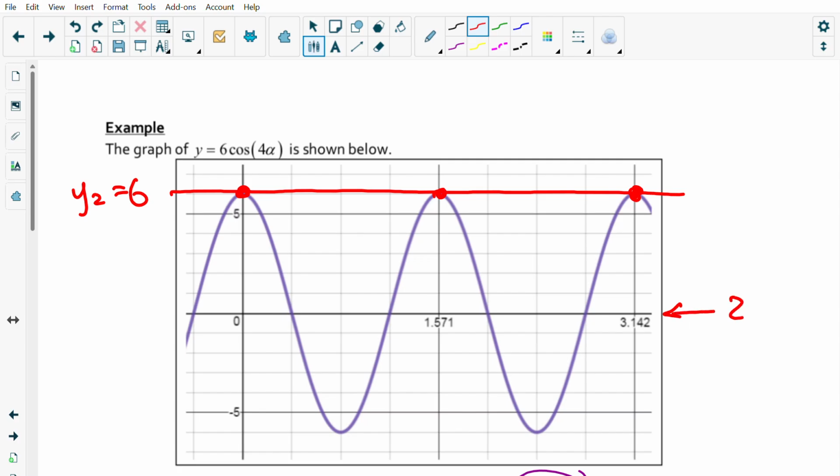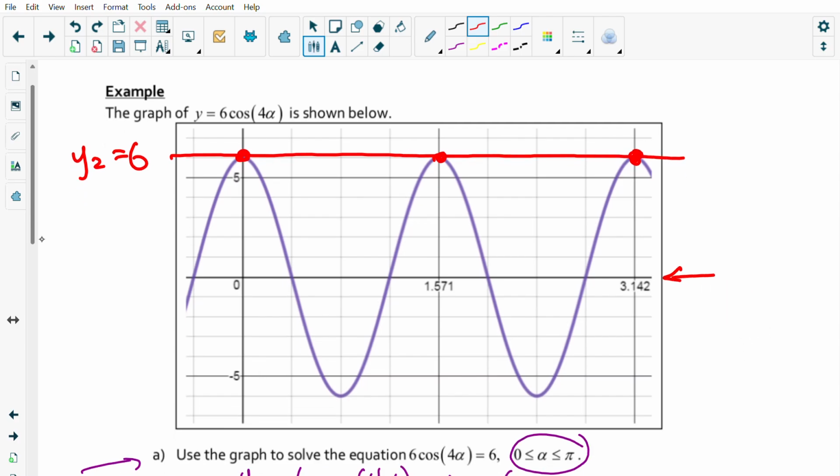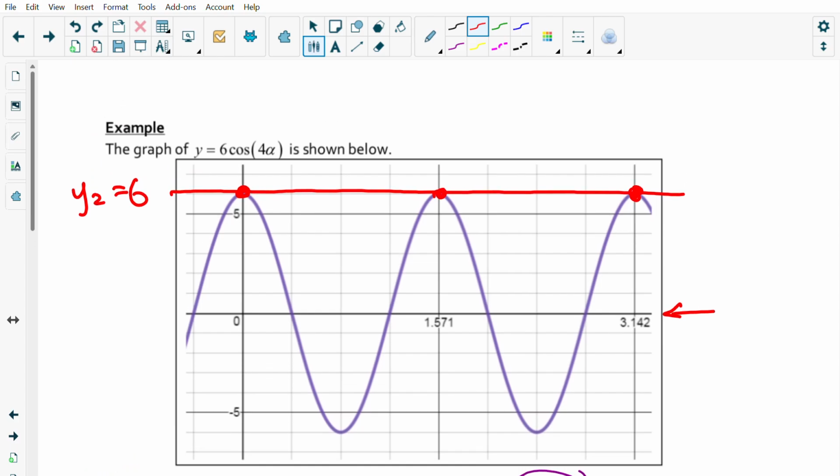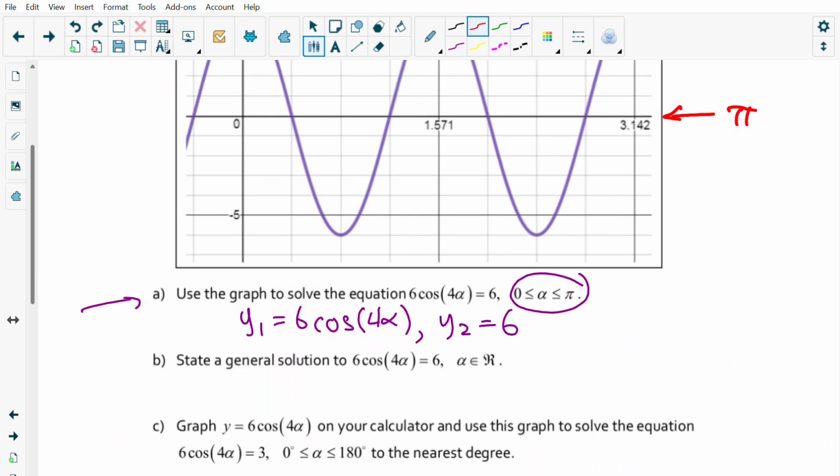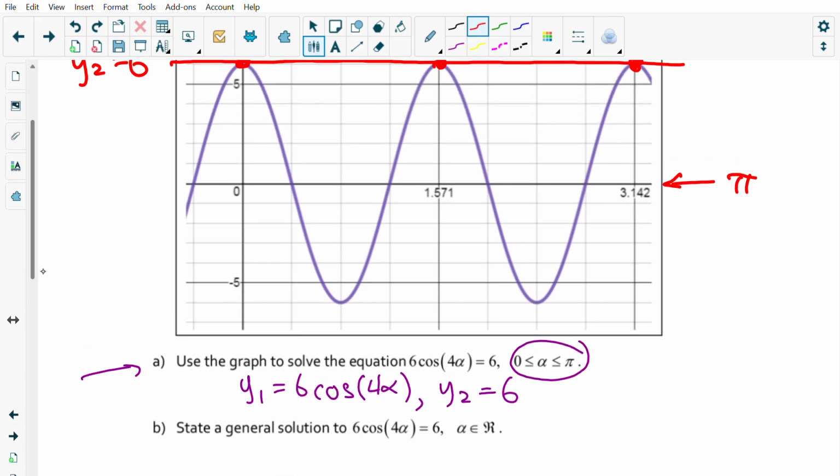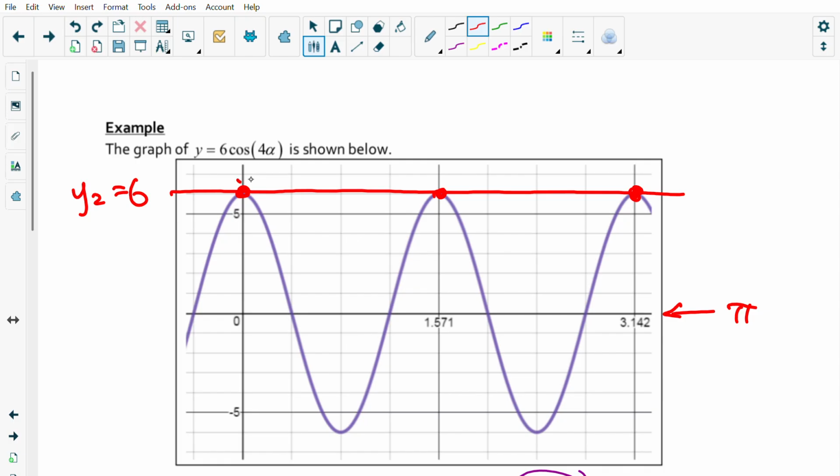This is all the way up to 2 pi. Oops, that's up to, yeah, they want the domain up to pi, so this is roughly pi. So I'm going to have 3 solutions. Okay, use the graph to solve. So when I do that, what are my 3 solutions?